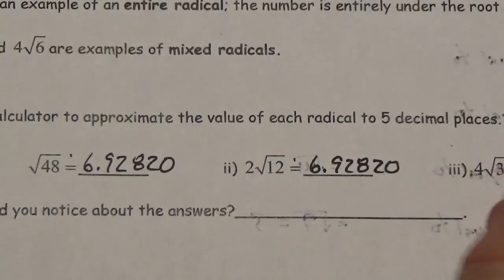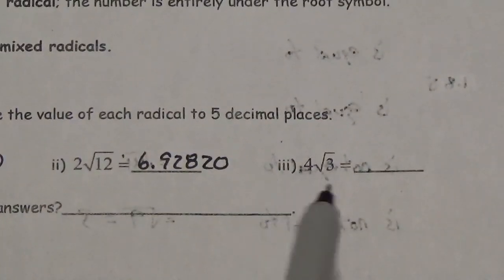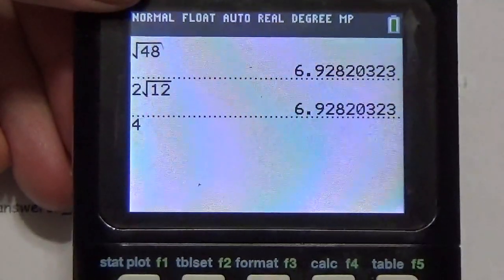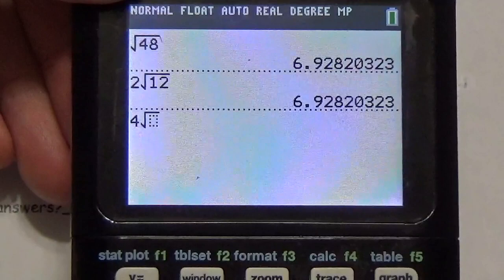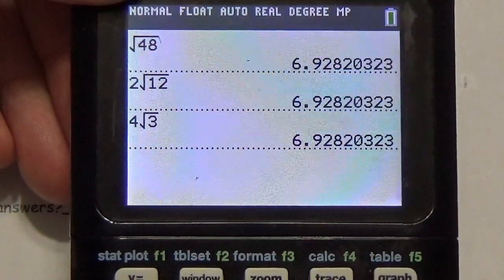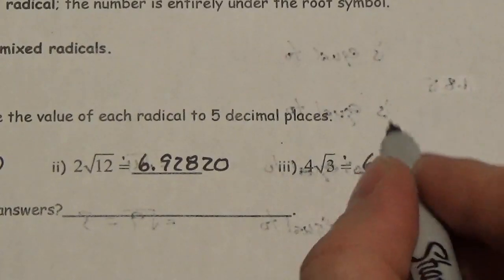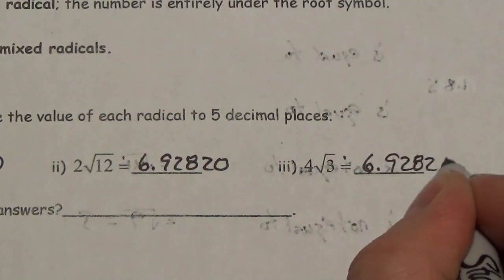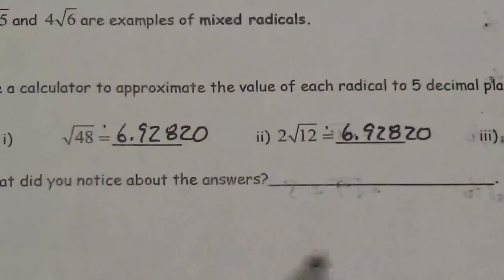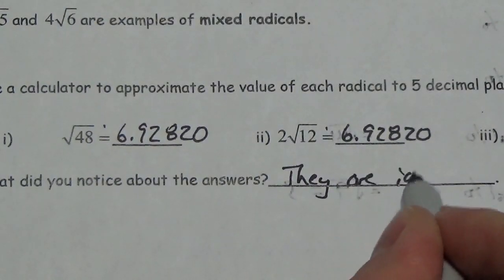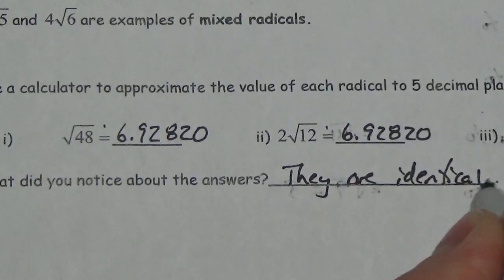6.92820. And then finally, and I know you can kind of see the other side here, it's bleeding through a little bit, but 4 root 3. 4 times the square root of 3. And look at that. It's the same thing. So it's approximately equal 6.92820. So what do I notice about all my answers? They are identical. Okay, they are absolutely identical.